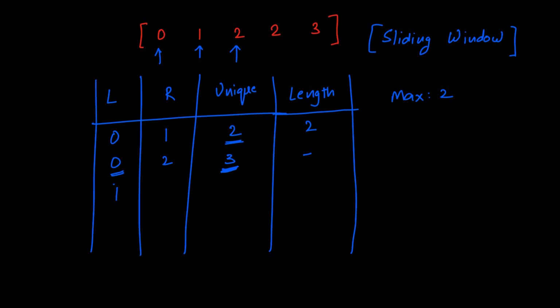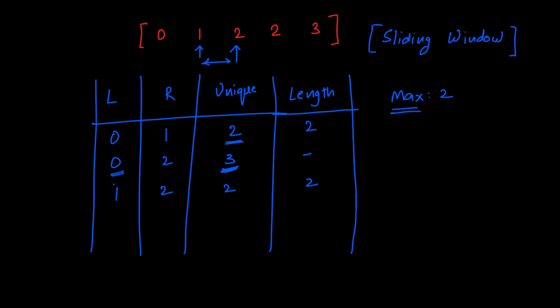Incrementing left by 1 and right will stay as is. So my new range is this part from 1 to 2. Between these two, the unique number of fruits are 2. The length is 2, not greater than the current maximum, so nothing needs to be replaced.